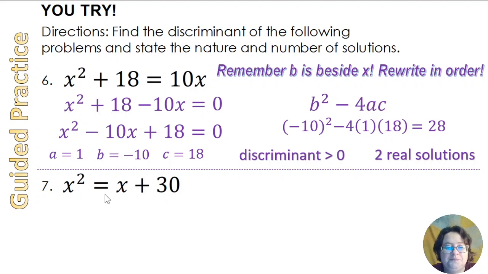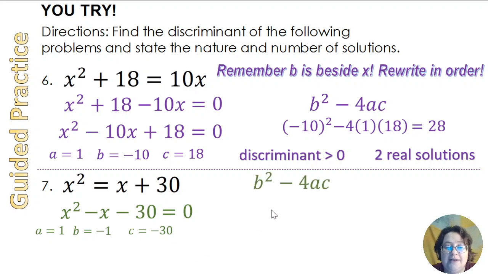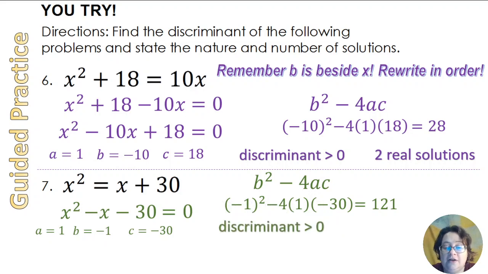For number 7, we want to move both of these numbers, so we get x squared minus x minus 30 equals 0. So our a is 1, our b is negative 1, and our c is negative 30. Write out b squared minus 4ac, plug in our numbers. B squared is negative 1 squared minus 4, a 1, c negative 30, which gives me 121, which is positive, so our discriminant is greater than 0, and we have 2 real solutions.